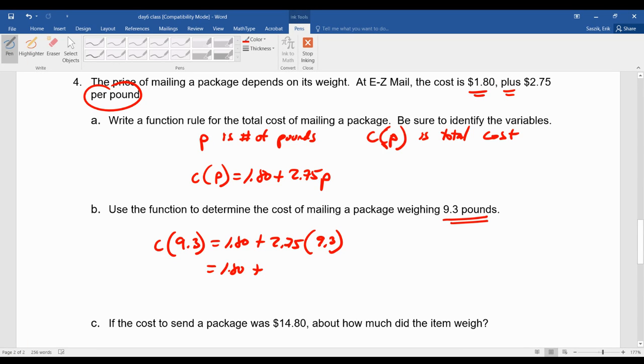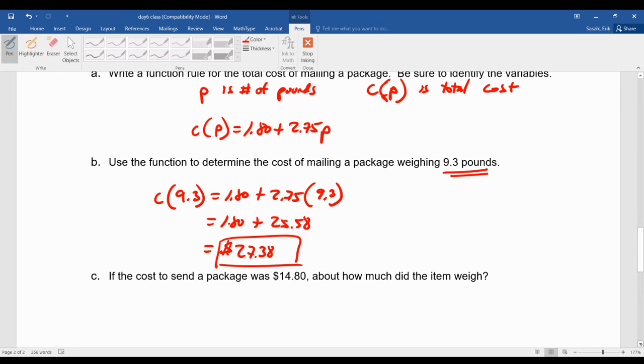Now you'll have to use your calculator a little bit. 2.75 times 9.3 is 25.58. And you add that together, you get 27.38. And I hope you ask yourself, 27.38 what? Remember, this is cost. So this is dollars. That's how much it would cost to mail that package.